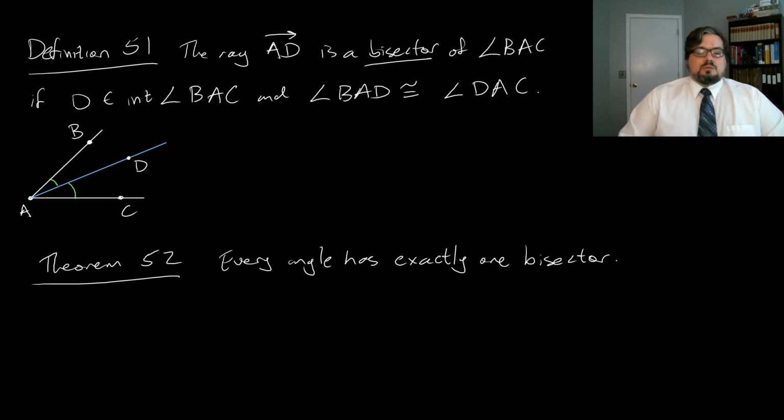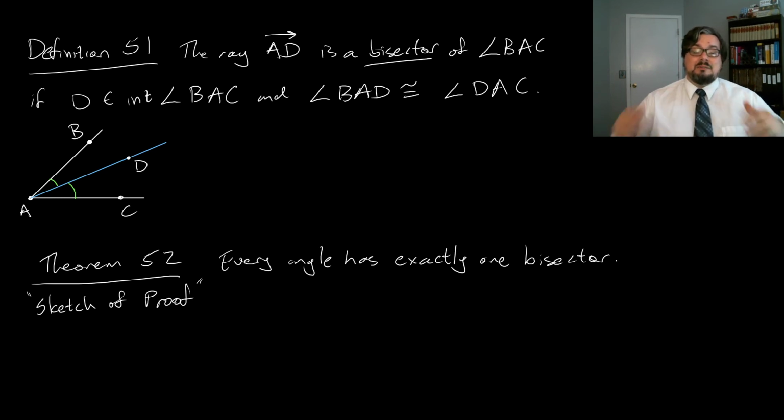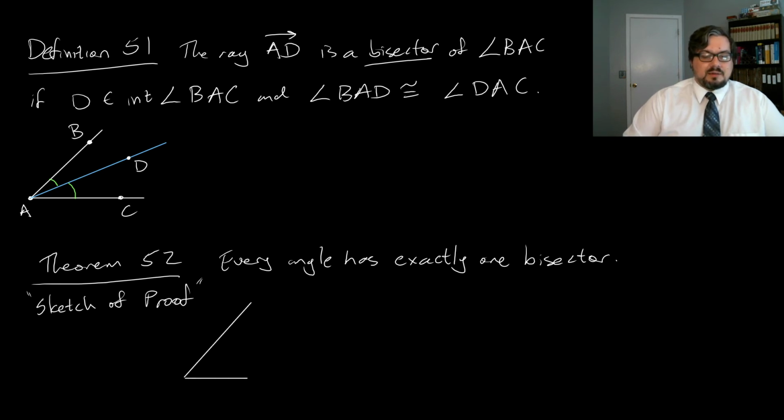So we'll do a sketch of this proof. As with all exactly one type statements, or there exists a unique type statements, there are two parts to it. First of all, we have to construct an example. We need to show that given an angle, there is some bisector to it. And then we need to show that, well, there's only one. So let's start off with taking an angle here, and let's try to construct a bisector for it.